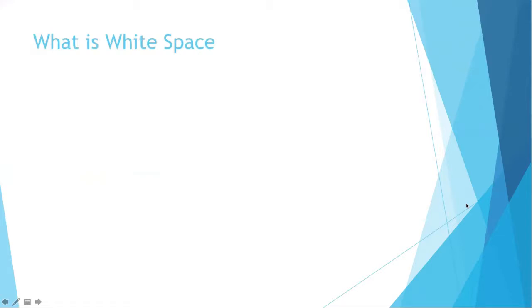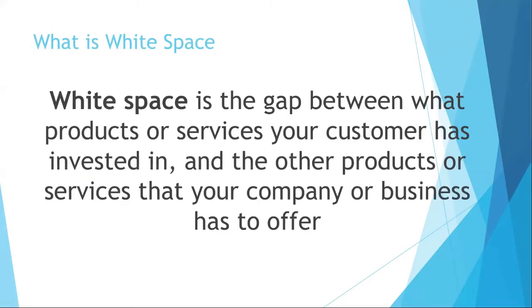So what is white space? White space is a gap between what products or services your customers have bought or invested in and other products or services that your company or business has to offer. Now, the key thing here is white space are customers. So if I look in Salesforce, for example, under the account type, it would be customer. I've already sold something into the account, or they're very interested in something in the account, but I've not quite sold it. That's called greenfield, and white space is I've sold something into the account.